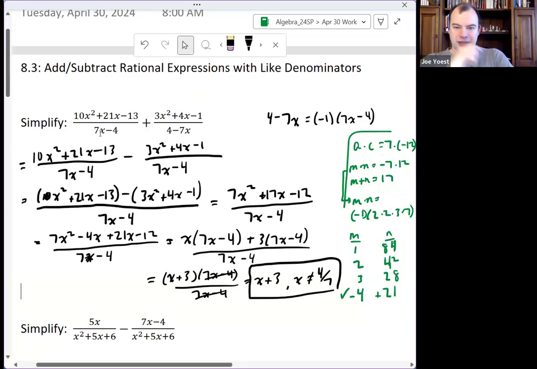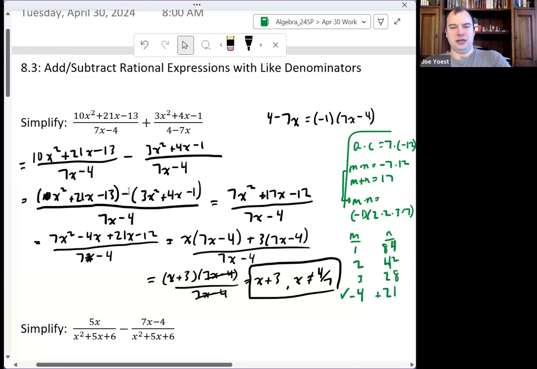Again, the key idea here is to recognize that these denominators are almost the same. They're just off by a factor of -1. So we can make the second rational expression 3x squared plus 4x minus 1 over 7x minus 4 if we pop that negative sign out in front. So we now have the difference of the two rational expressions, but they have the same denominator. So we take the difference of the numerators over 7x minus 4.